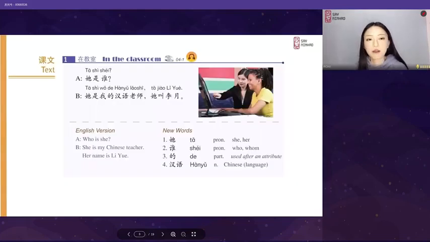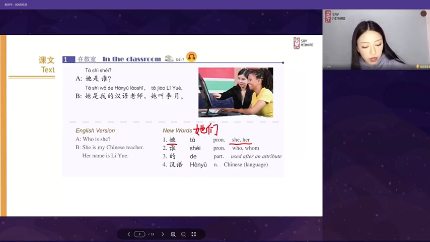Now let's move on to our second part, text and the new words. So the first new word is 她, which is she and her. We just came across it in the warm-up part. So this is she, her, 她. And the plural form of 她 is 她们. We just need to put 们 after it, then we get they, and they are all females.